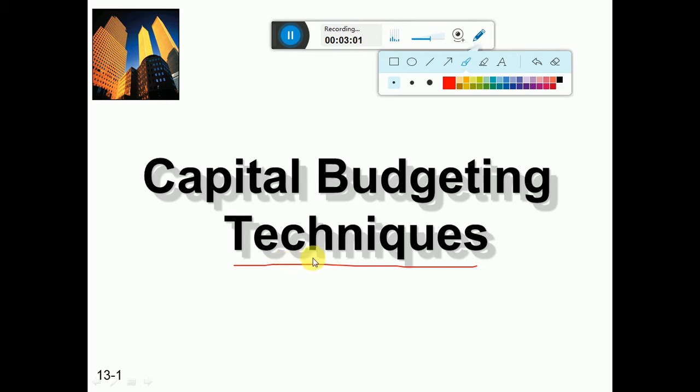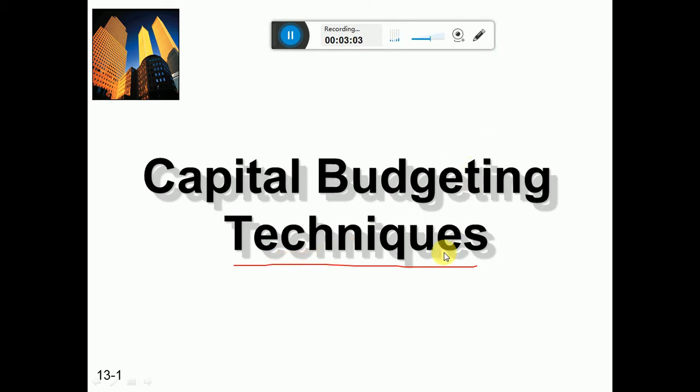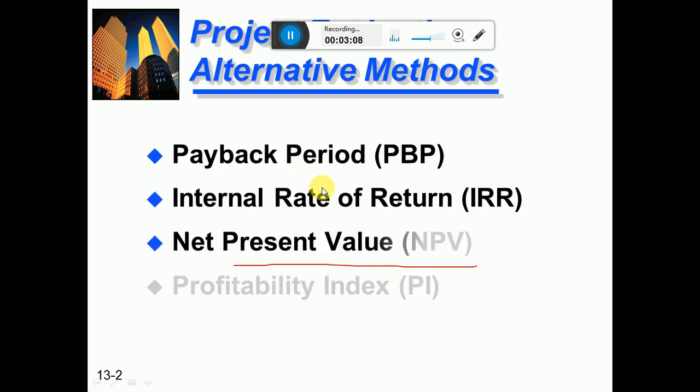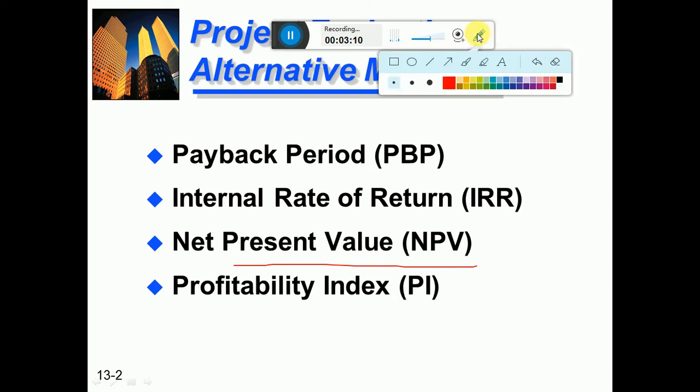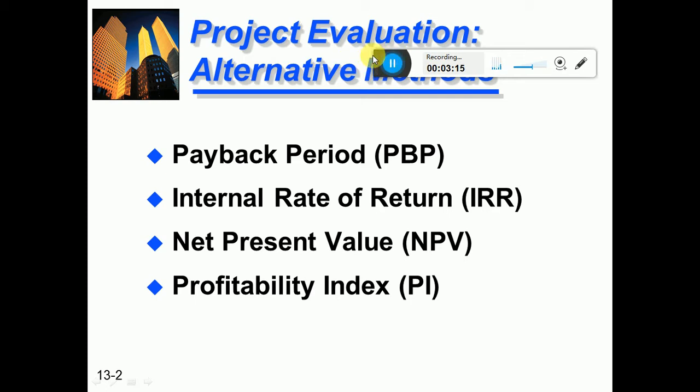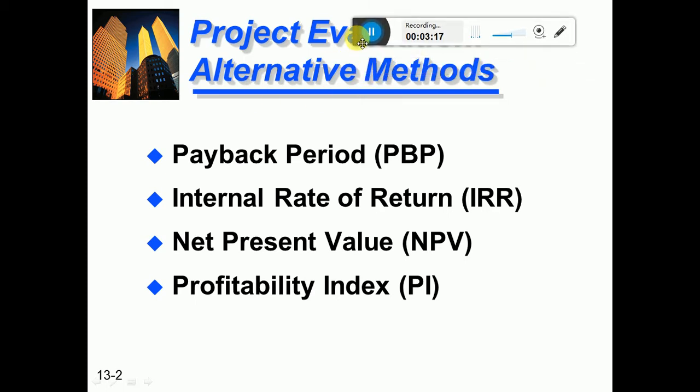So dear students, how many techniques do we have in capital budgeting? We have four techniques, which are project evaluation alternative methods. We have the payback period, which is one technique, then internal rate of return, net present value, and profitability index. We will work on them one by one, with examples and explanation.